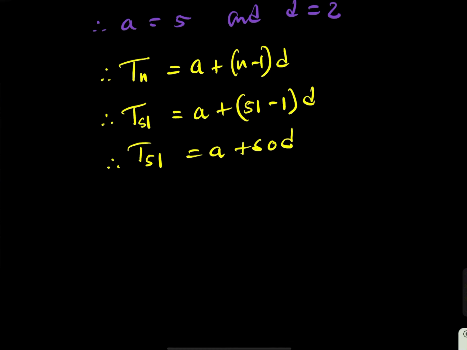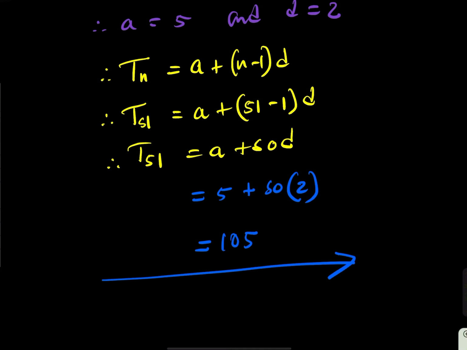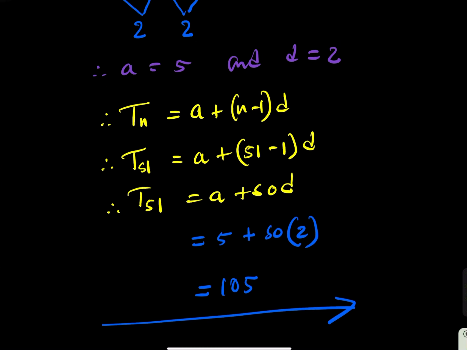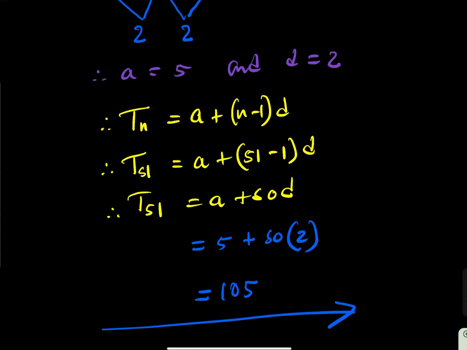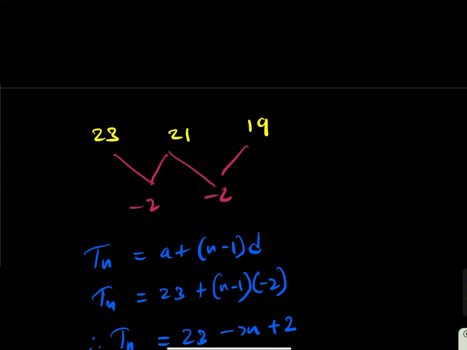All right. But A and d, you have them. So it's a matter of now substituting. So A is 5 plus 50 times your difference. Your difference is 2. And from here, you just need to use a calculator. This is going to be 100 plus 5. So it's 105, without even struggling. So this is 105, and you get 3 marks for that. It's extremely easy. So this is 3 marks.